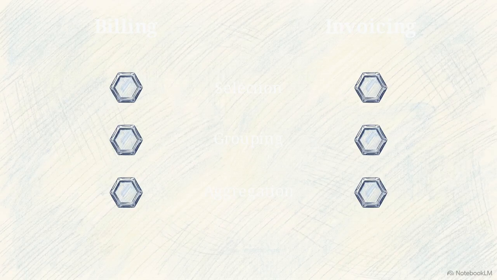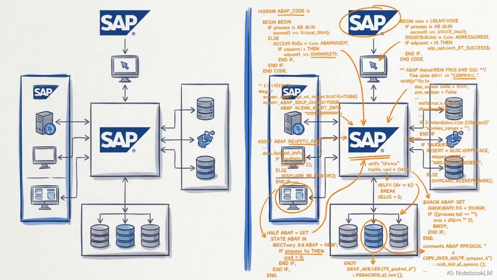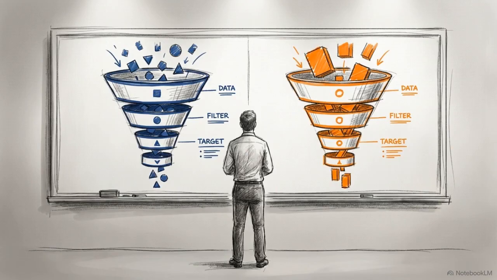This reduction relies on a strict three-stage architecture. Data must pass through selection, then grouping, and finally aggregation. This exact three-stage funnel is mirrored in both the billing phase and the invoicing phase. While the theoretical structure is identical on both sides, the actual configuration and ABAP logic required to run them are distinct. Mastering CI effectively requires controlling how these filters operate across the billing and invoicing runs.